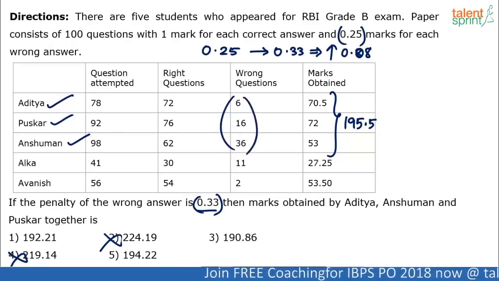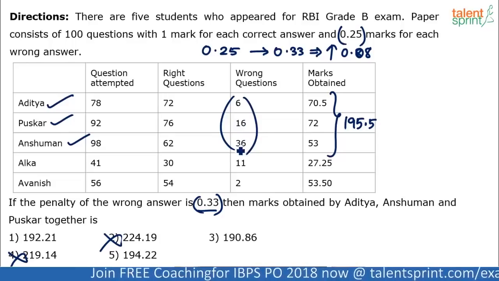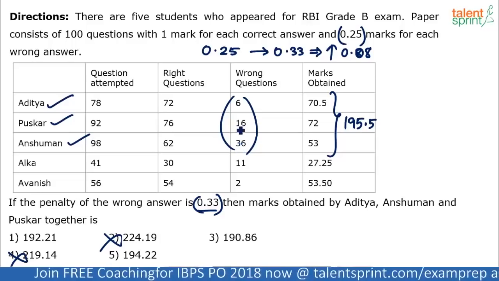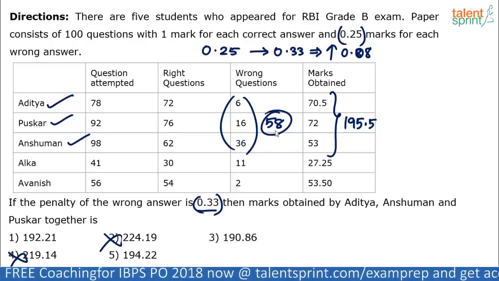Total number of wrong answers. Find out the total number of wrong answers. 6 plus 16 is 22. 22 plus 36 is 58. Are you able to follow? 58. So I know that the total number of wrong answers that these 3 guys together have given is 58.